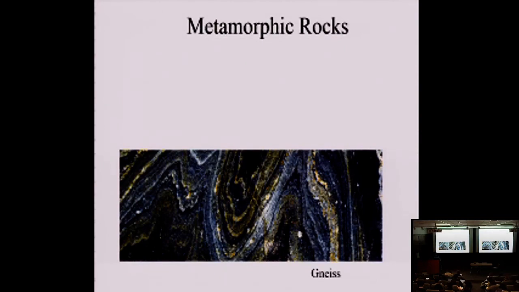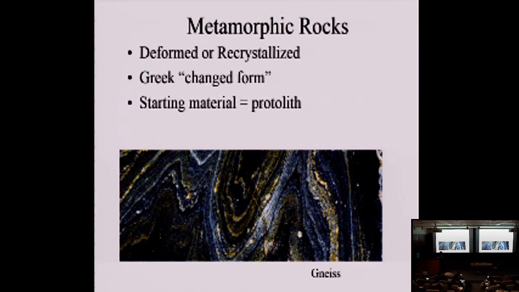So we'll end with metamorphic rocks. Metamorphic rocks are rocks that have been deformed. It comes from the Greek word meaning change form. And they have been deformed or recrystallized. The important thing here is in the solid state changing. It's amazing to me that you can make these changes that I'll show you and never have any melting occur. You're applying heat or pressure and you're changing one set of minerals into a completely different set of minerals without any melting going on.